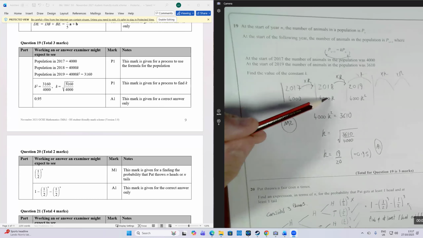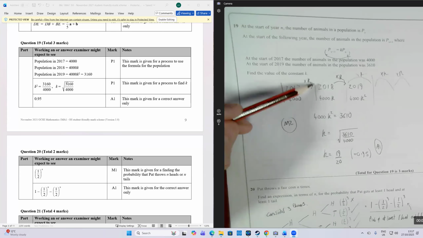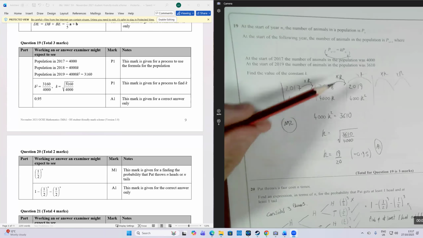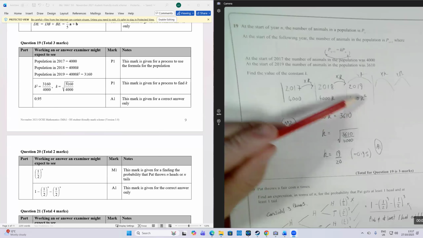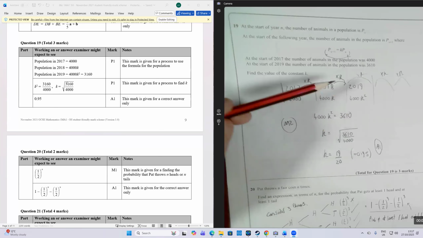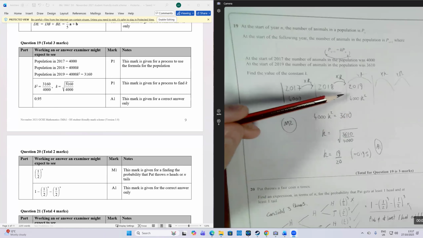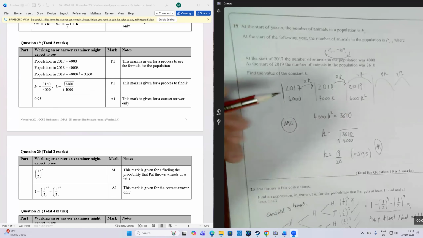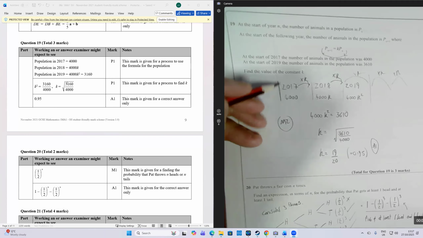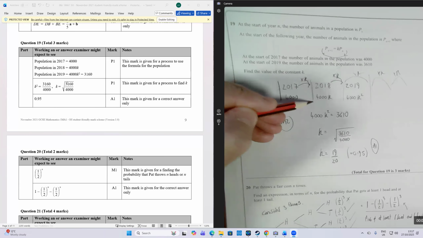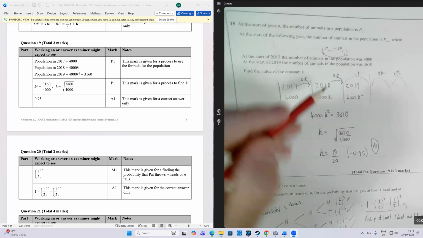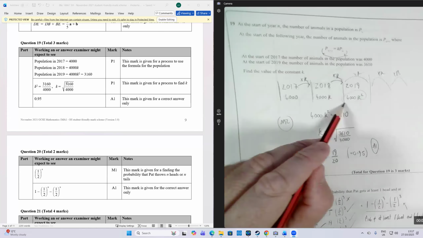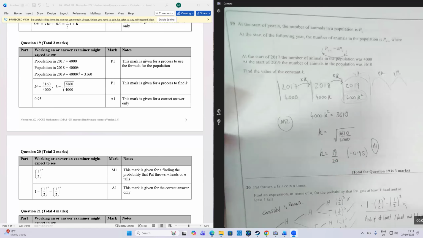So that's the start of 2018. Then we're going to times by k again to get to 2019. So that means that 4,000 times k squared is how many animals we have at the start of 2019. Because we were at the start of 2017, we times it by k, that was the start of 2018. We times it by k again, that's the start of 2019. So there's our expression for the number of animals at the start of 2019.